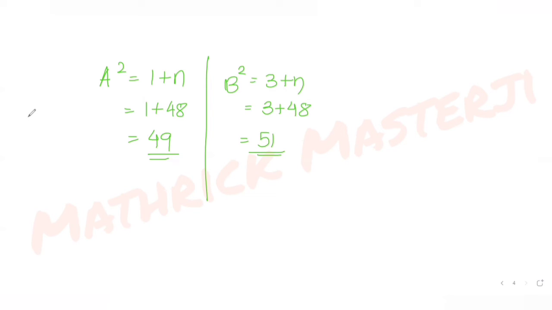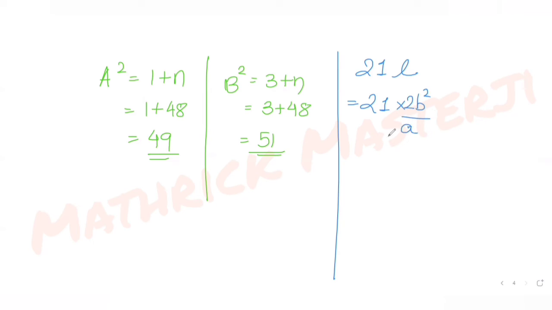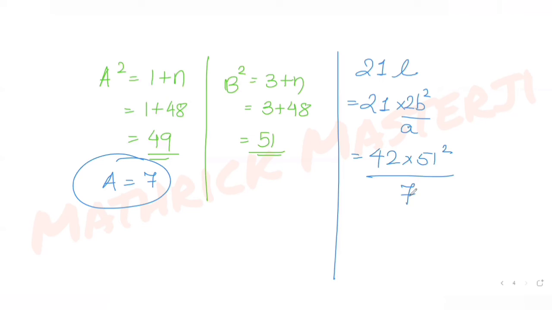Now let's just figure out the value of the expression that's asked of us. That says you have to figure out the value of 21 times length of latus rectum, and length of latus rectum we have been given as 2b square over A. So that gives you 42 b square over A, which, if I figure out from here, A is 7. So 7 1 times, 7 6 times. So 6 times 51.